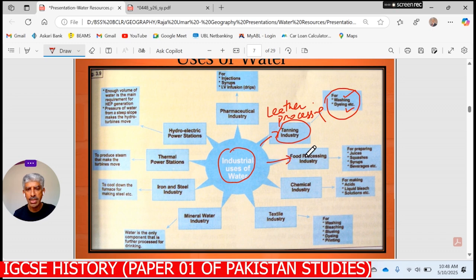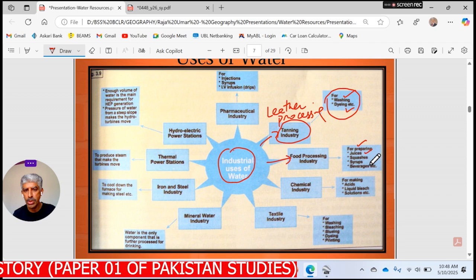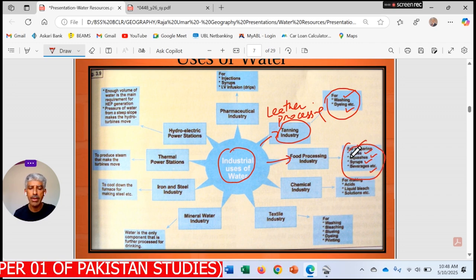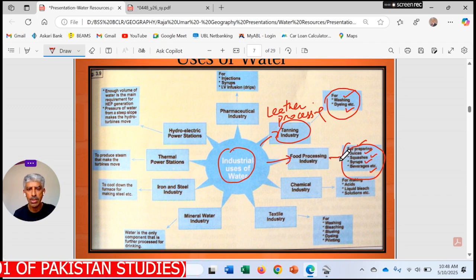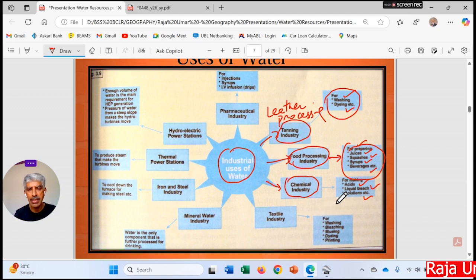And then the food processing industry, that is what we call the preparation of juices, squashes, syrups, and beverages. The drinks we are consuming, the drinks available in the market, they all are being processed through water. So it means that water is used in the food processing industry. Then we have the usage of water in the chemical industry, making certain acids, liquid bleach, and certain other solutions. They all are being made with the help of water. So in the chemical industry, there is usage of water to a greater extent.